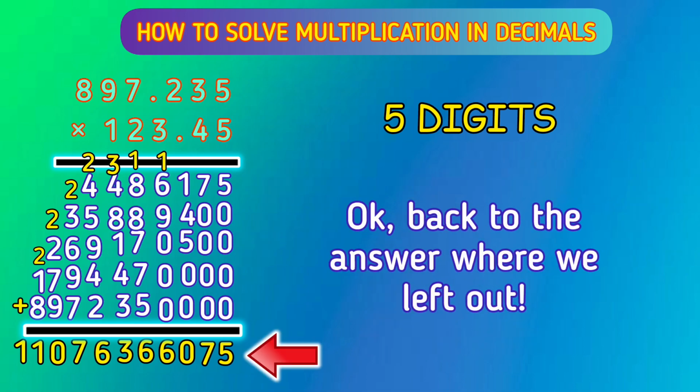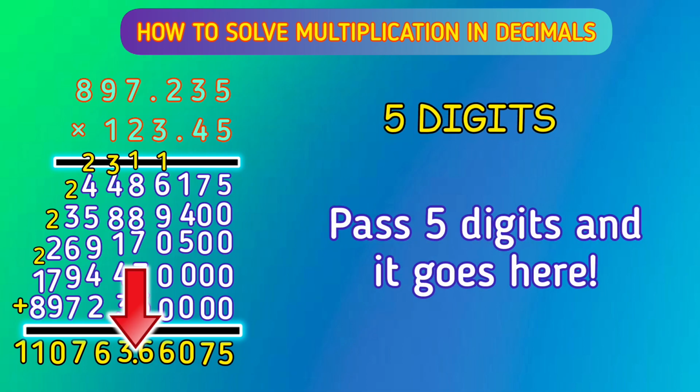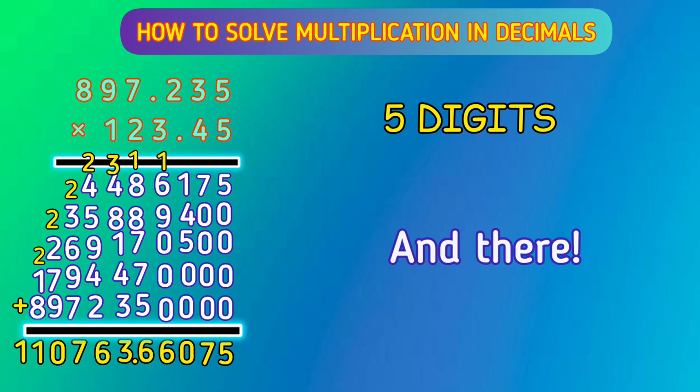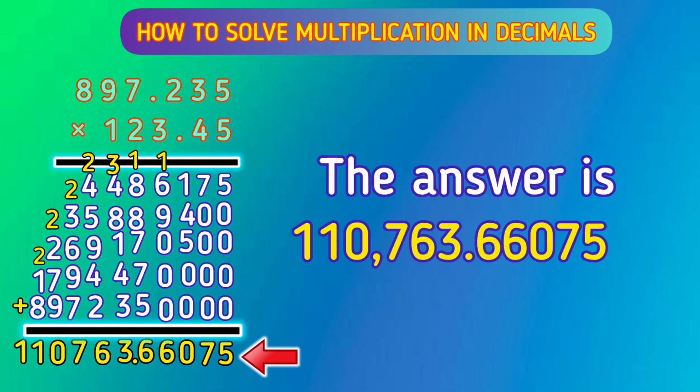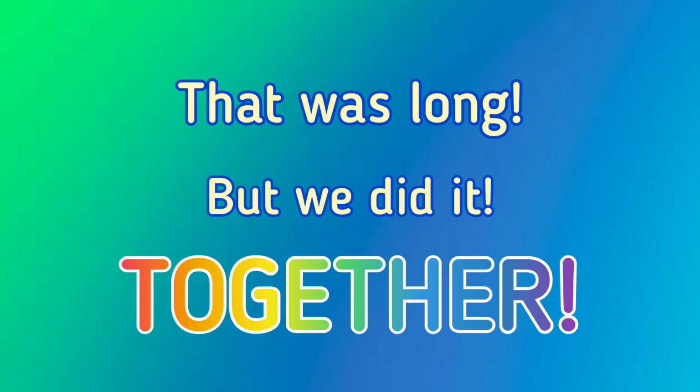Okay, back to the answer where we left off. Imagine the point here. Pass 5 digits and it goes here, in between 3 and 6. The answer is 110,763.66075. Oof, that was long. But we did it together.